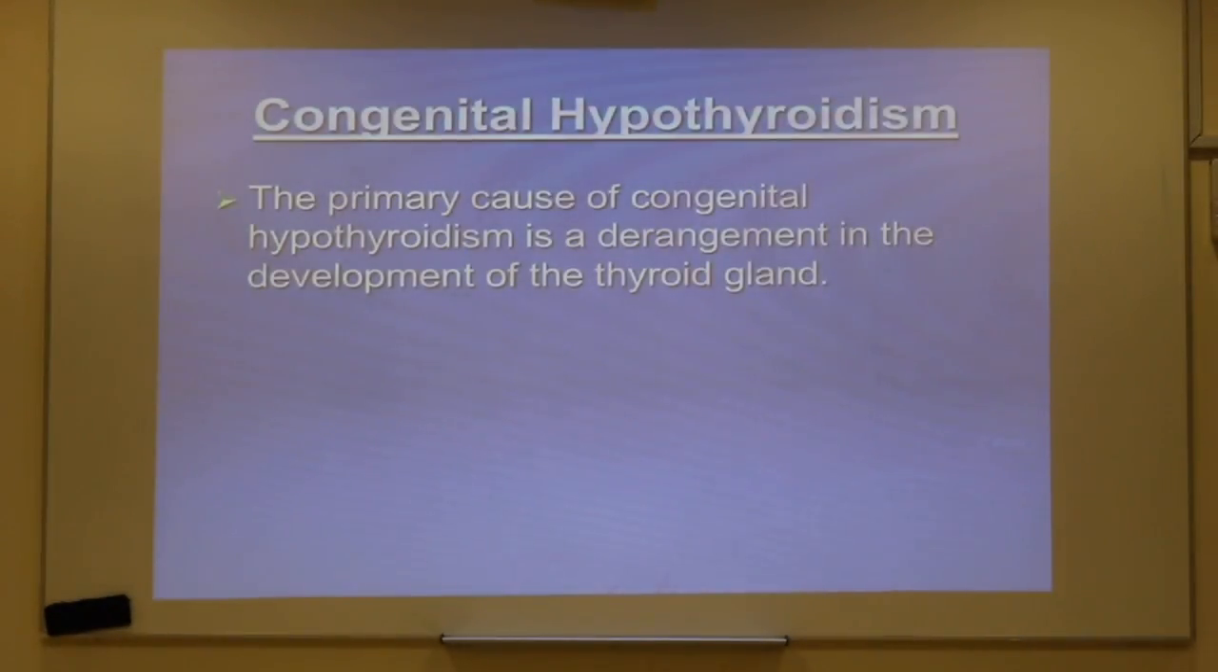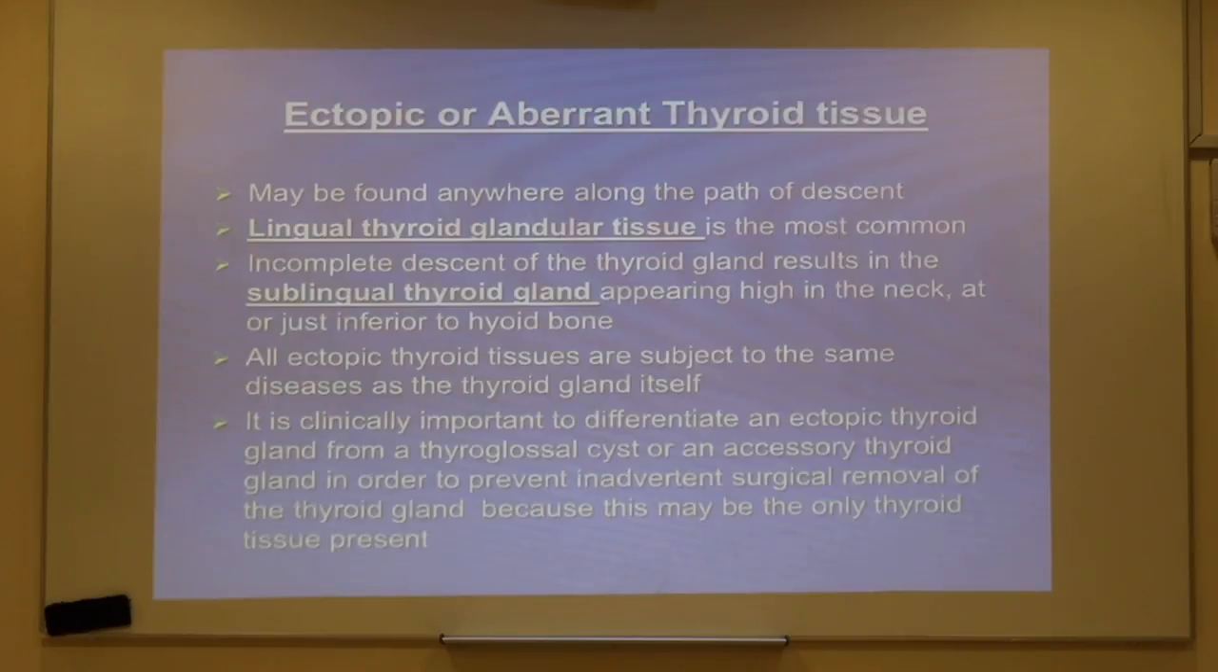You can also have congenital hypothyroidism. Usually what you find in adult life is hypothyroidism, but you can also have congenital hypothyroidism, which is a primary cause because of derangement in the development of the thyroid gland. You can have ectopic or aberrant thyroid tissue. So, because of the development, you can have abnormal or ectopic thyroid tissue.